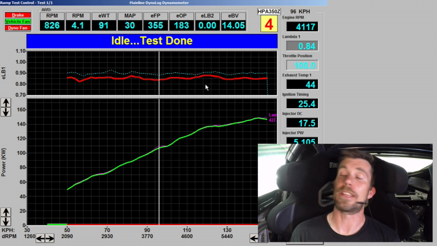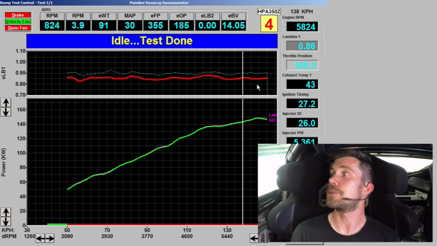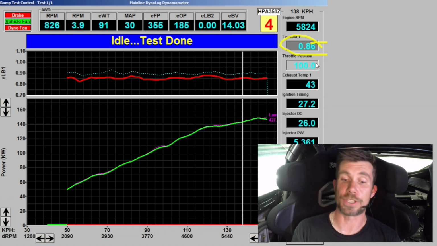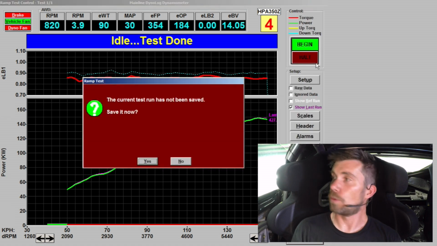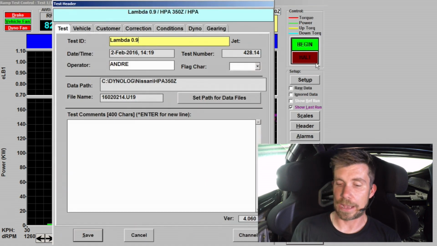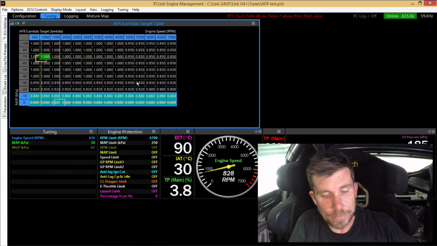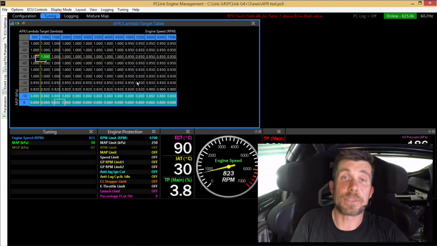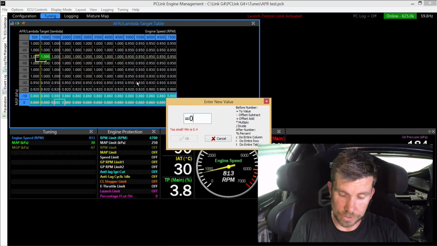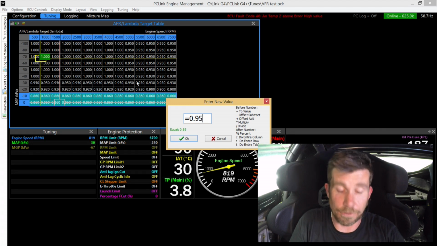You can see that our red line now is a little bit richer as we'd expect, and you can see that for the most part of that run we're sitting at our target or very close to 0.86 lambda. So what we'll do is save that one now. We'll call that 0.86 so we can reference it again. And this time we'll drop back into our laptop software, and this time I'm going to target 0.95 lambda.